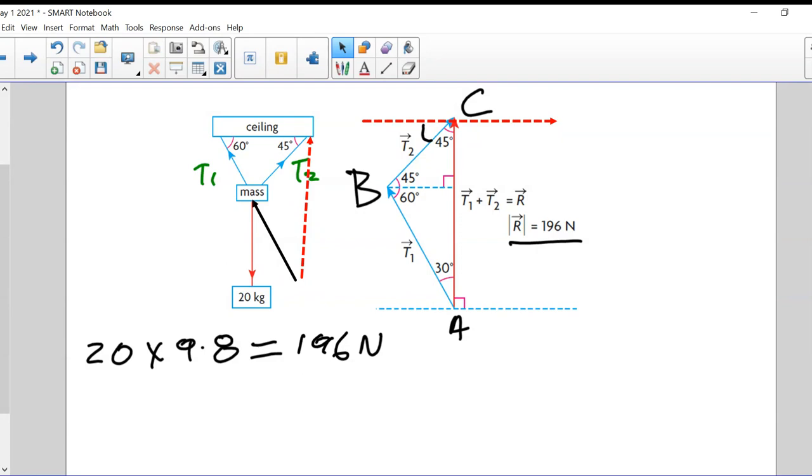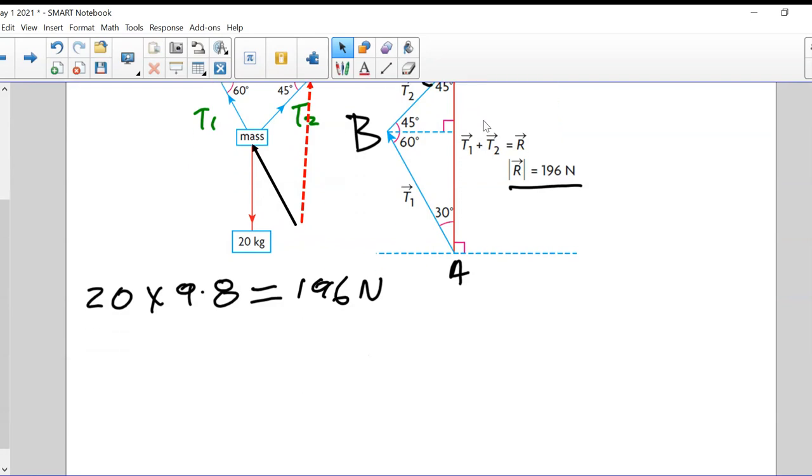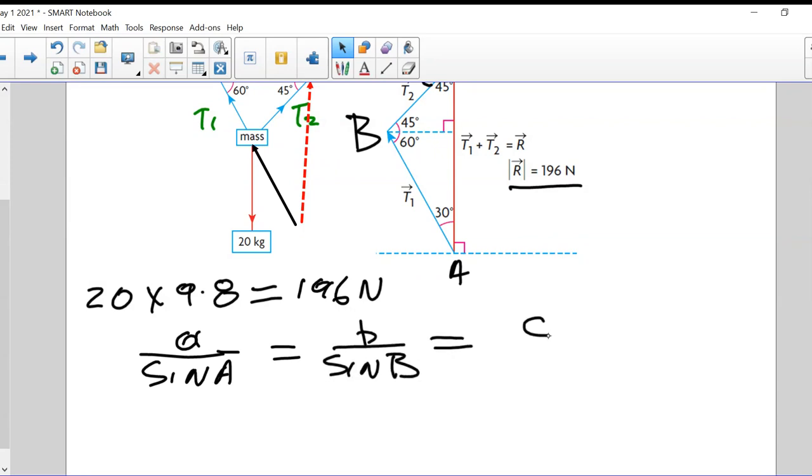Sine law. Excellent, Richard. Excellent. All right. Some of the same people all the time. I really would like to get involvement from everybody. So remember what the sine law says. I'm trying to find a side, so I'm going to put the sides on top. That a over the sine of A is equal to b over the sine of B is equal to c over the sine of C. The small letters refer to the sides, and the uppercase letters refer to the angles.